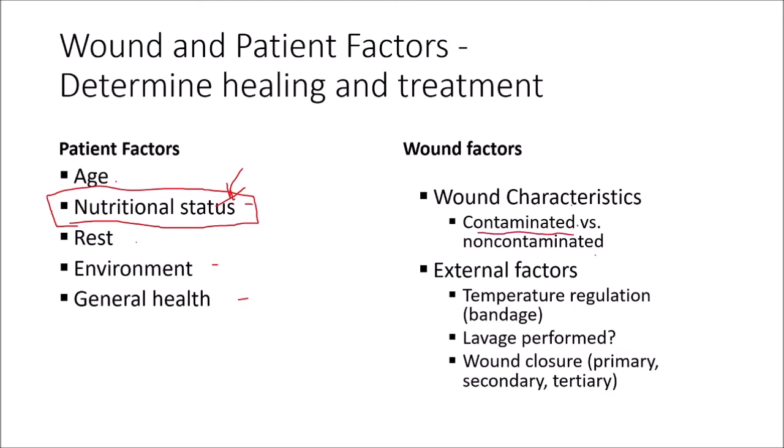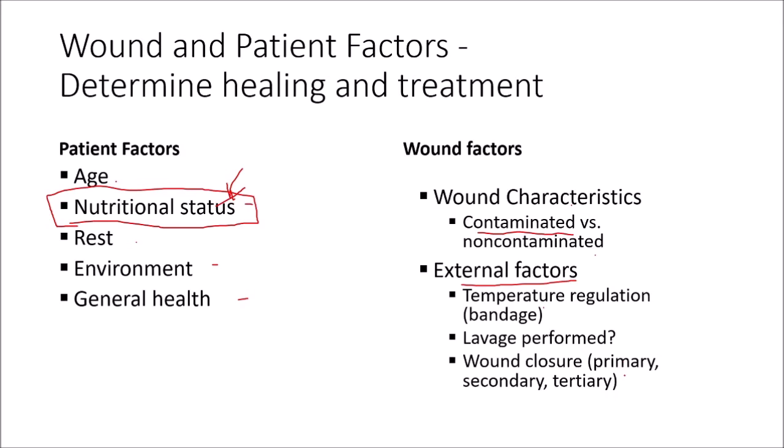Wound closure. Do we have a primary closure? Are we allowing it to granulate in and close that way so we don't have a closure? Or are we doing a tertiary closure where we're allowing it to granulate in, and then we may cut some of it away and then close it as a primary closure after that?